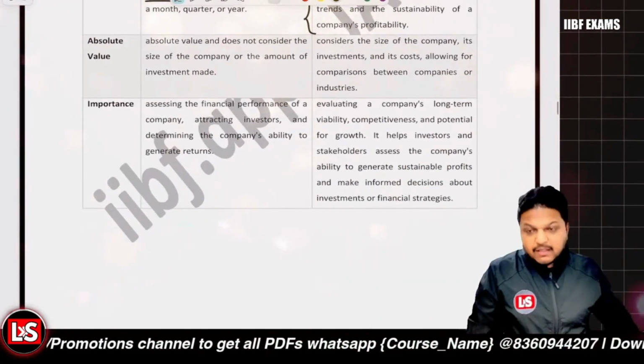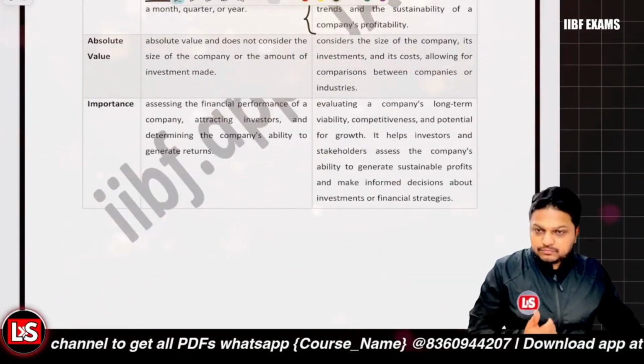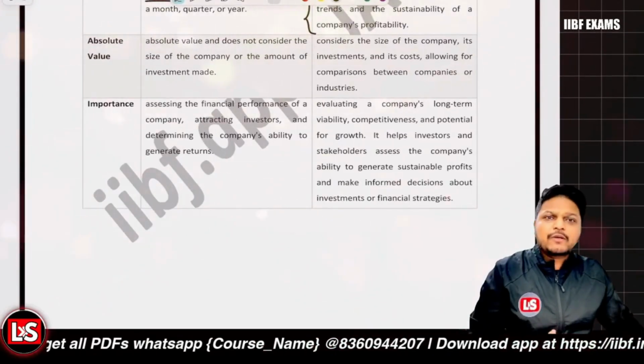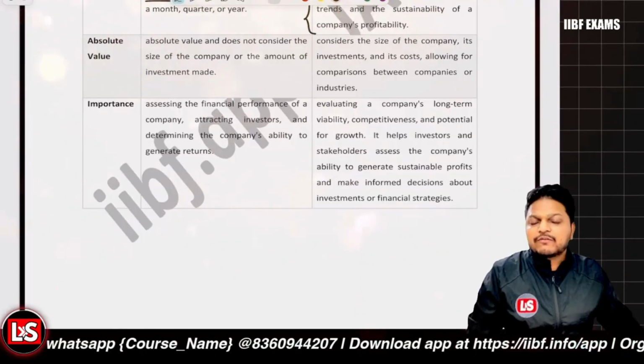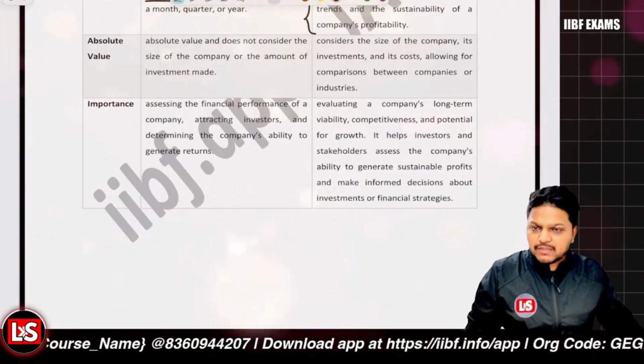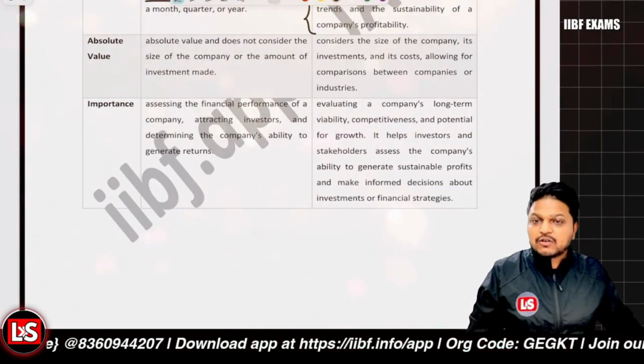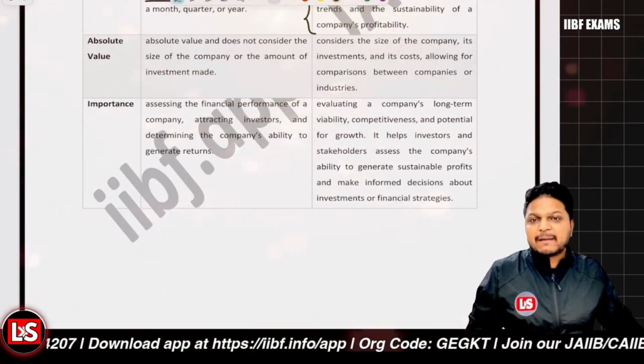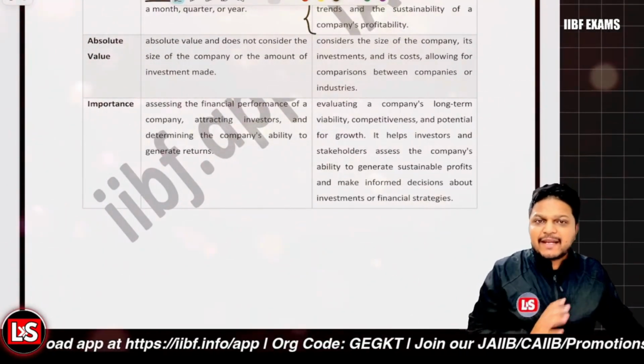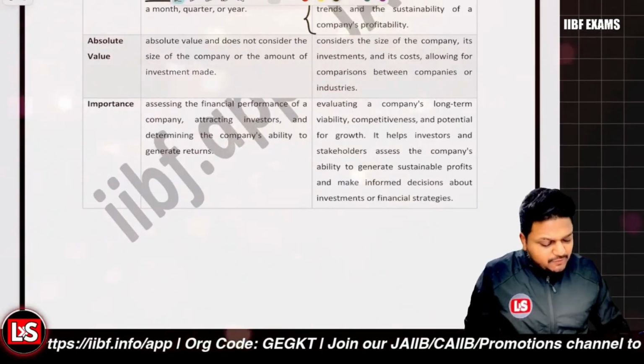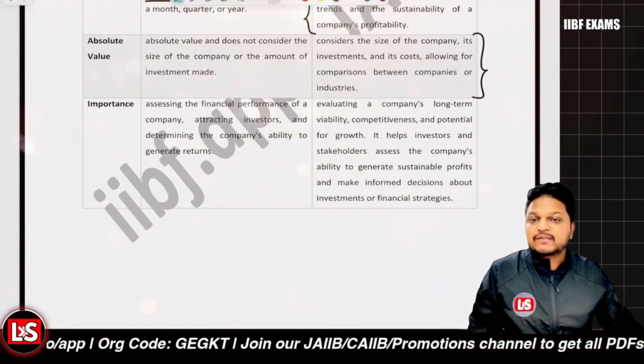And what about the absolute value? Profit is an absolute figure. It will tell you that you have a profit of rupees 1,03,000. So it is not considering the company size or capital invested. It is not considering anything. But when we are talking about the profitability, it is of relative size.